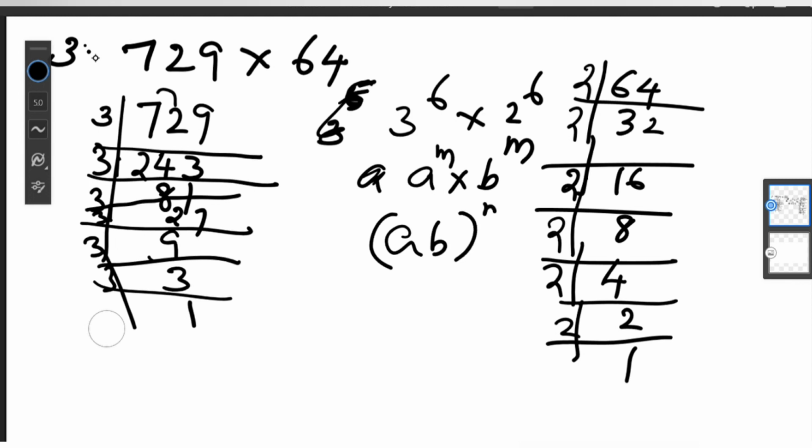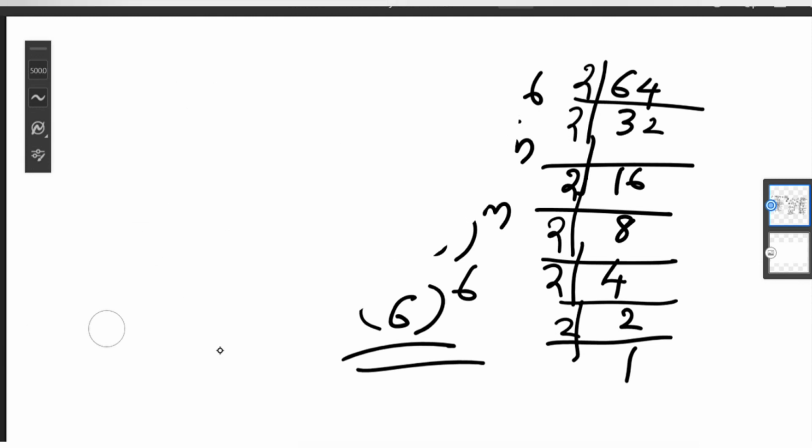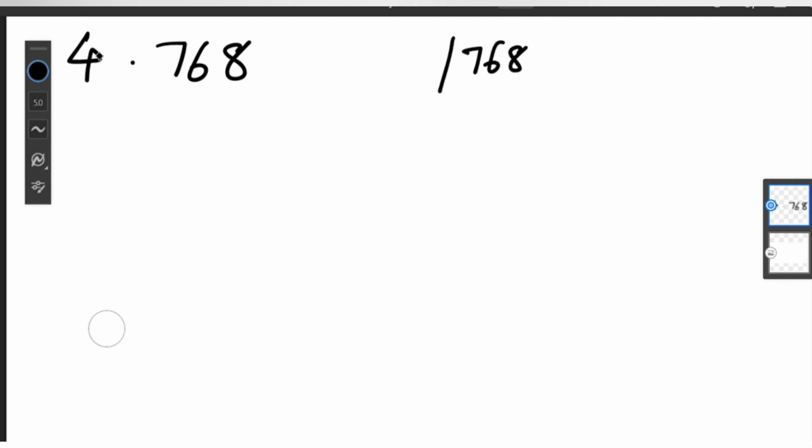As exponents are the same, we can write a to the power m into b to the power m. How can we write ab whole to the power of m? Likewise, 3 to the power of 6 into 2 to the power of 6 is what? 6 to the power of 6. So what is the answer? 6 to the power 6 is the answer. Coming to the fourth question.